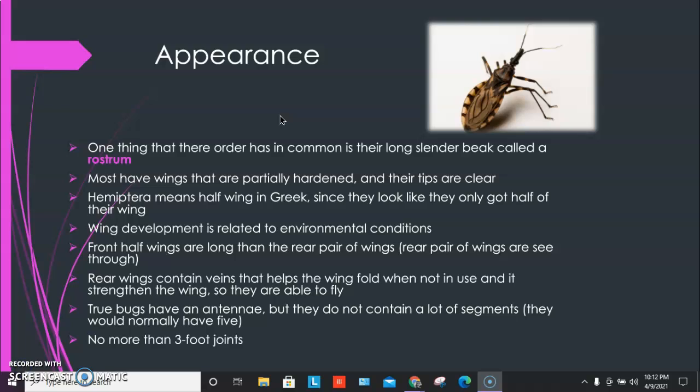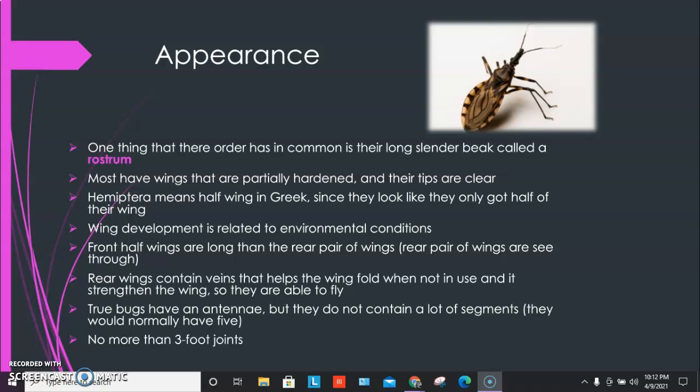So about the appearance, if you want to identify them, they have a slender beak called a rostrum. That's mainly what they feed with. In the next slide, I'll talk more about that. Then they usually have wings that are partially hardened, and their tips are clear, meaning you can kind of see through the tips of their wings. I have a picture here of a stink bug, and Hemiptera mainly means half wing in Greek, since it looks like they only have half of a wing, like you can see in the photo.